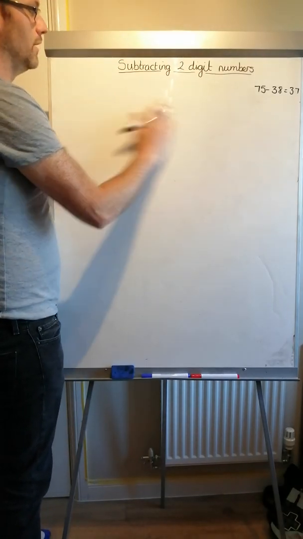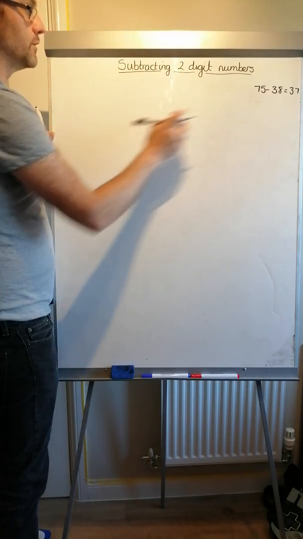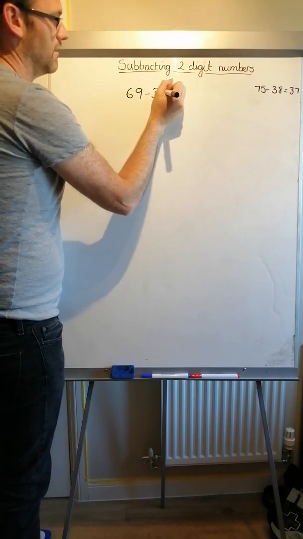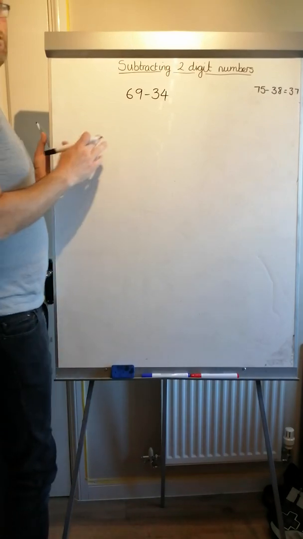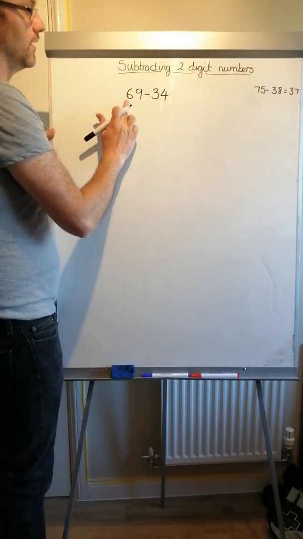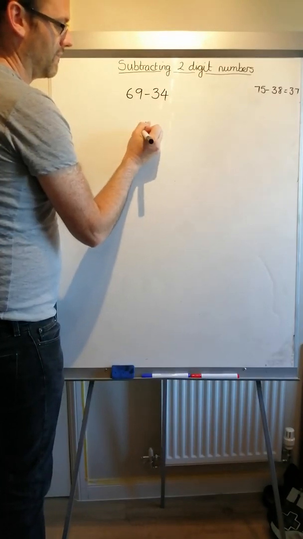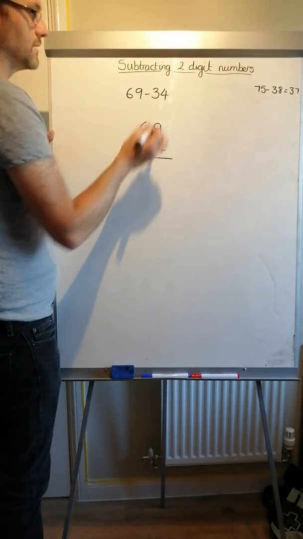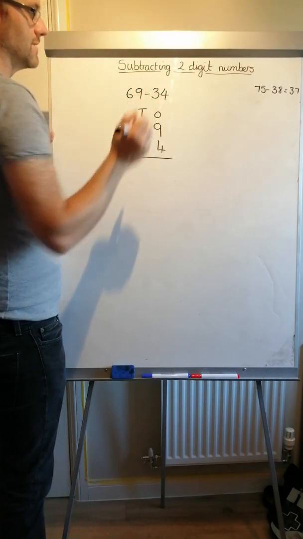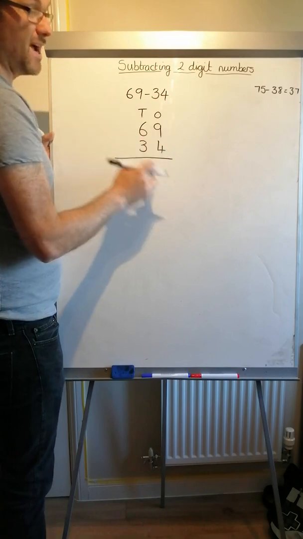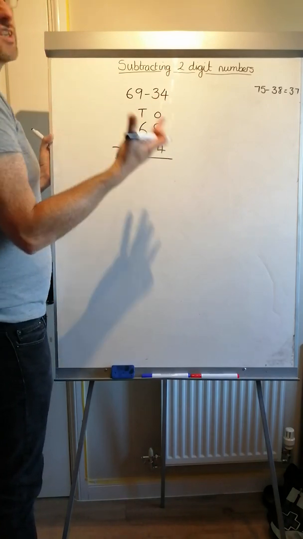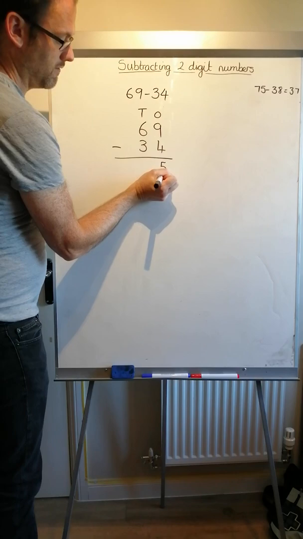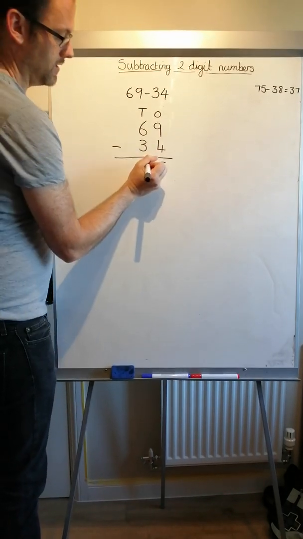So let's start off with a nice simple one where we don't have to swap the numbers around like we did here. So let's do 69 take away 34. Okay, so this time we're going to use the column method just like we did with the addition last week. So what we're going to do is we're going to put the biggest number in, 69. We're going to put the smaller number in underneath. Okay, so once again we have the ones together and we have the tens together. So now we're just going down, just like we did with the column addition, but this time we're taking away. So here we've got 9 take away 4 is 5, and 6 take away 3 is 3.